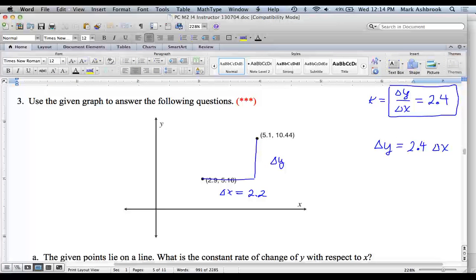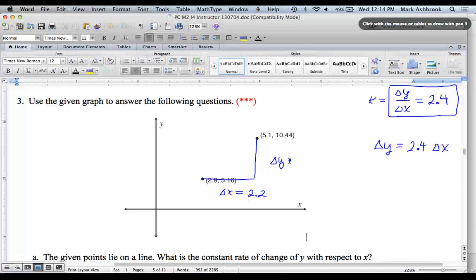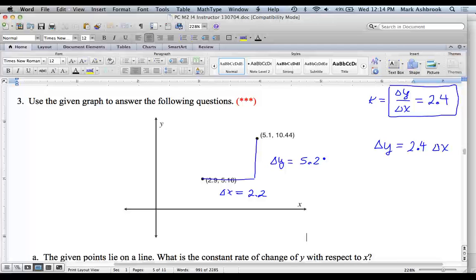Okay, so we got the change in x, 2.2. We can show that as this horizontal segment, and then the corresponding change in y as the vertical segment. And how much is the change in y? 5.28. And then to get that constant rate, you took 5.28, the change in y, divided by 2.2, the change in x. Okay, so this number, 2.4, what does it mean?